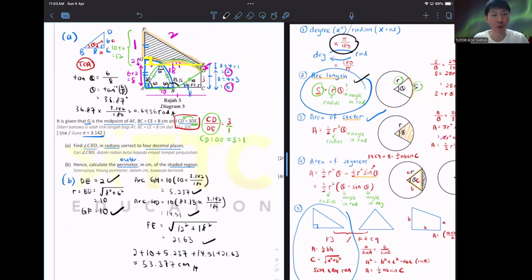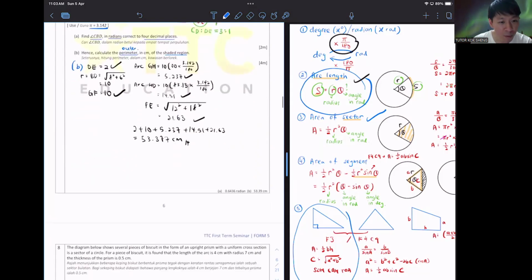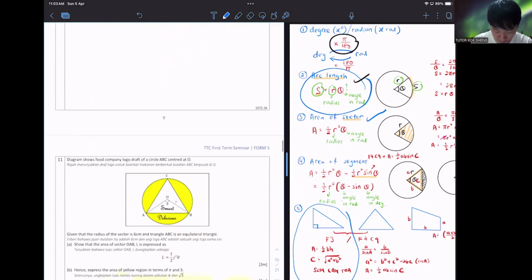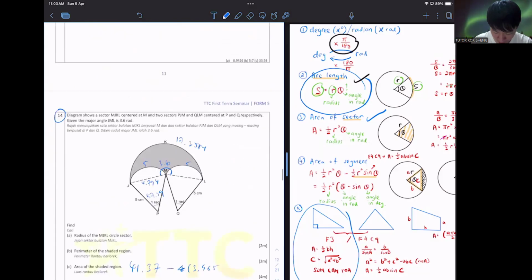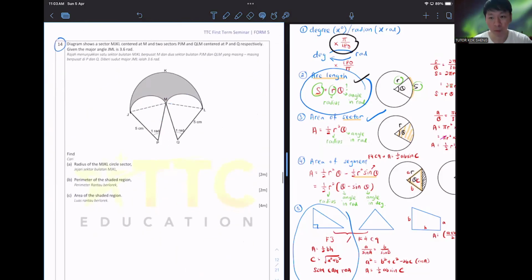Okay, no issue? Yes, good. Okay, hold on a bit, one more hour, okay? Hold on a bit. Let's go to the next one. 14, 4 more to go. Here, 14. 224, 8 marks.